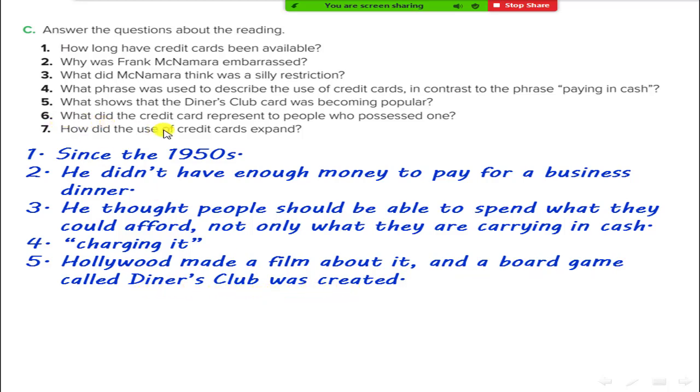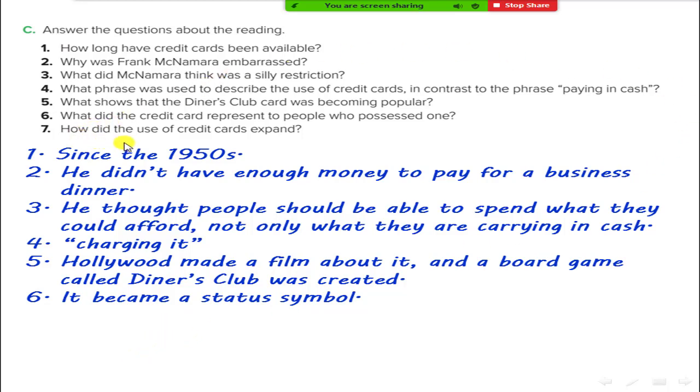Number 6. What did the credit card represent to people who possessed one? بتمثل لهم ايه الكريدت كارد دي للناس اللي معاهم الكريدت كارد؟ Okay, Ahmed Nasser. It became a status symbol. Yes, status symbol. Thank you, Ahmed.